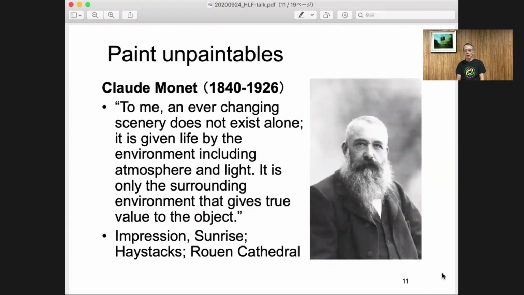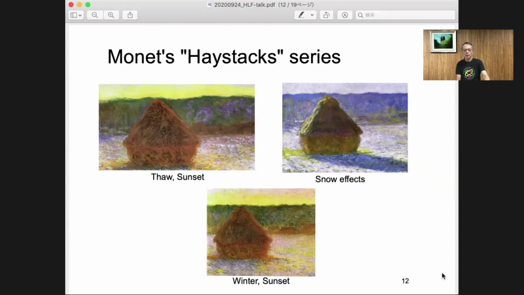So this is Claude Monet. He painted unpaintables. He said, to me, an ever-changing scenery does not exist alone. It is given life by the environment, including atmosphere and light. It is only the surrounding environment that gives true value to the object. So he drew paintings like Impression, Sunrise. Impression, Sunrise is one picture. Haystacks, Rouen Cathedral. So this is haystacks. He drew it in various timings.